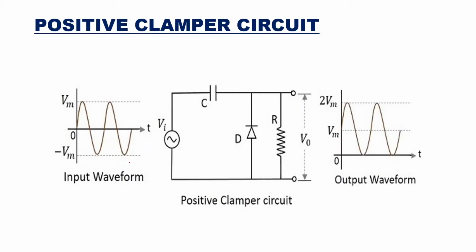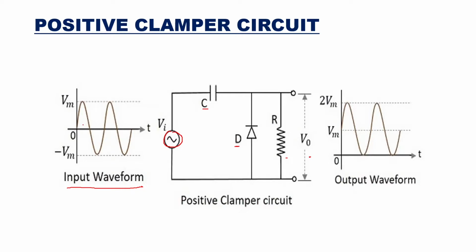Here you can see a circuit of a positive clamper. Here you see the input waveform, which is what you're going to give, shown here as input. Then you have a capacitor in series, and across that a diode connected in this way, and then there is a resistor across which the output voltage is taken.